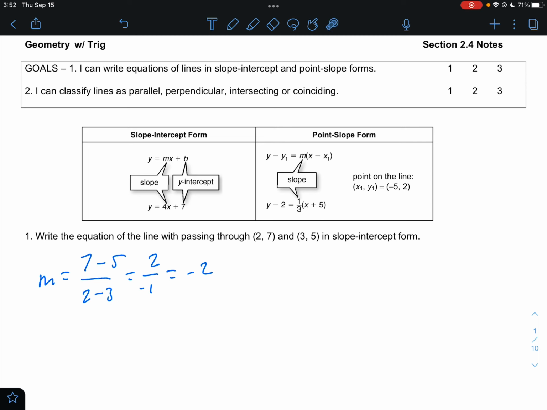So even though it says slope-intercept form, we're always going to start in point-slope form. So pick one of these points, whichever one you want. I'm going to use 3, 5. And let's write this in point-slope form. So there's point-slope form. Now if we distribute the -2, and add the 5, we get our slope-intercept form.